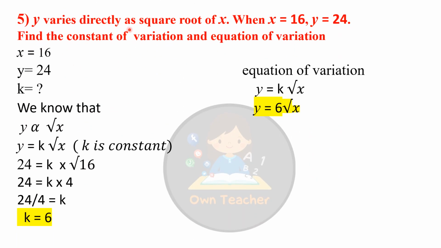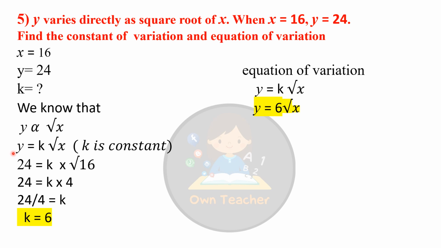y varies directly as square root of x. When x is equal to 16, y is equal to 24. Find the constant of variation and equation of variation. Here x is equal to 16 and y is equal to 24. So we have to find out constant of variation, that means k. We know that y is directly proportional to root of x. y is equal to k root of x. k is constant.